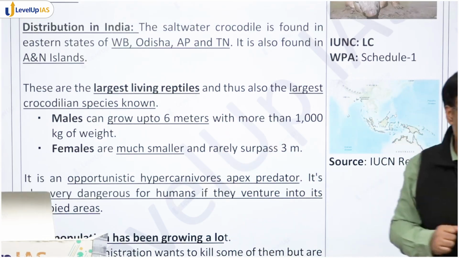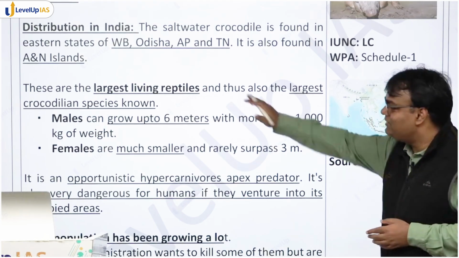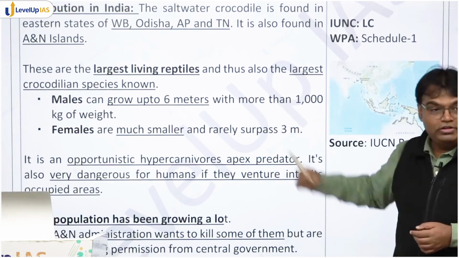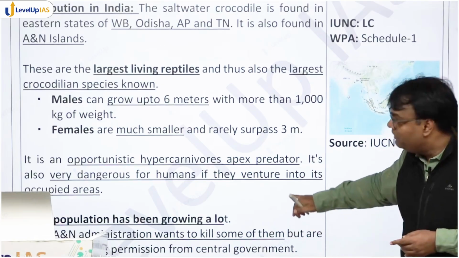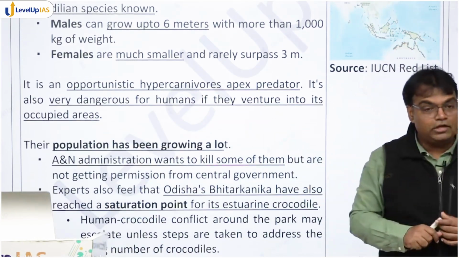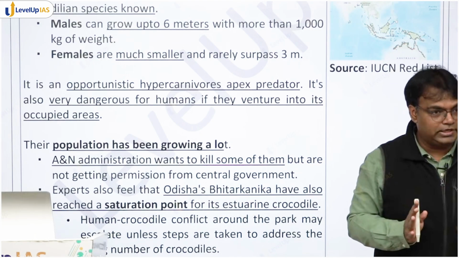Saltwater crocodile. Salty. Now, it is the largest reptile. Males can grow up to 6 meters and can weigh up to 1000 kg. Females are much smaller. Now, it's an opportunistic hyper carnivore. Carnivore नहीं, hyper carnivore. Opportunistic. मौका मिलेगा इंसान को भी खा जाएगा.